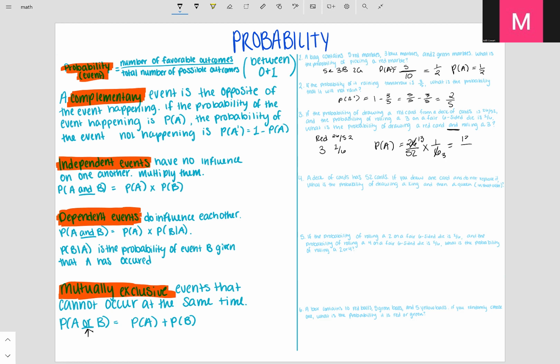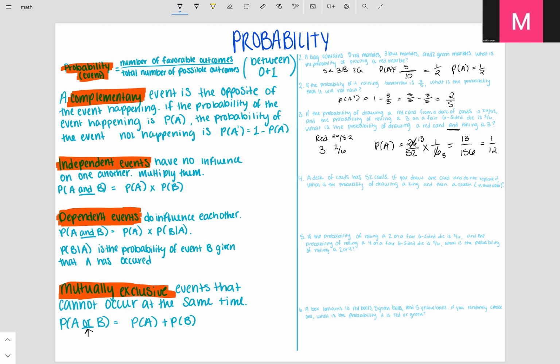That will be 13 or 156. And this actually does reduce again to 1/12.